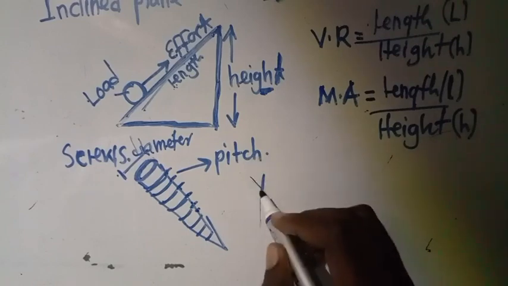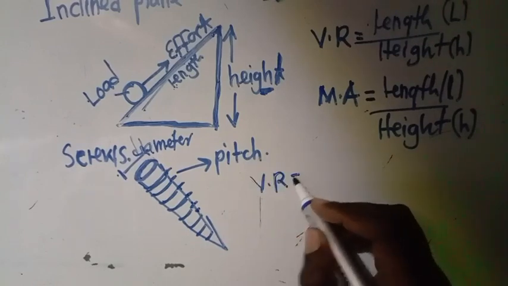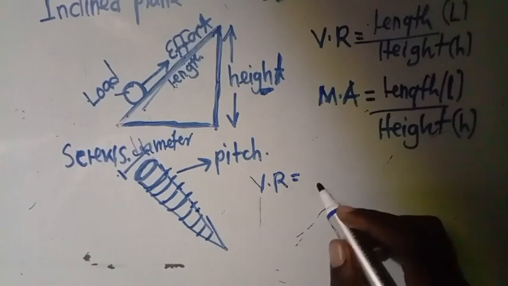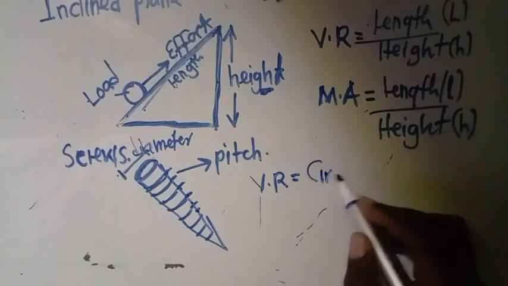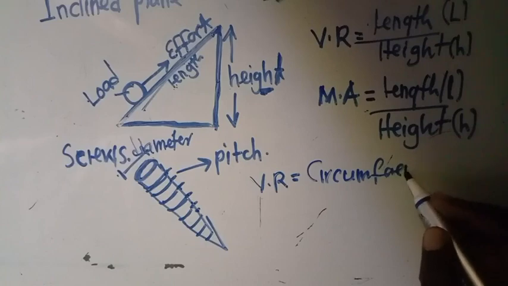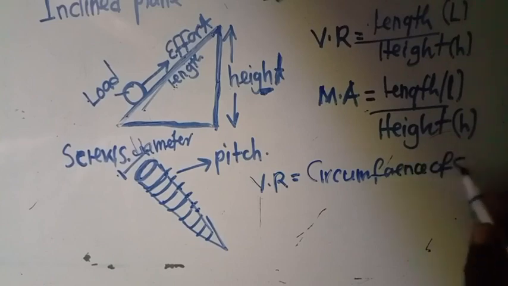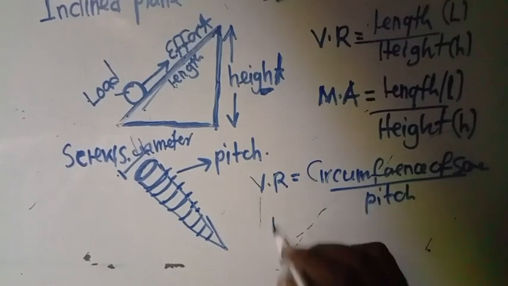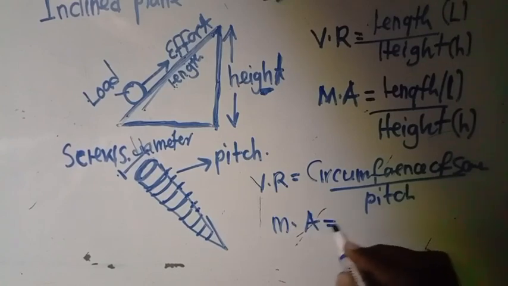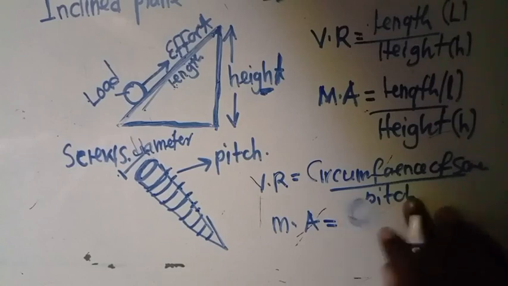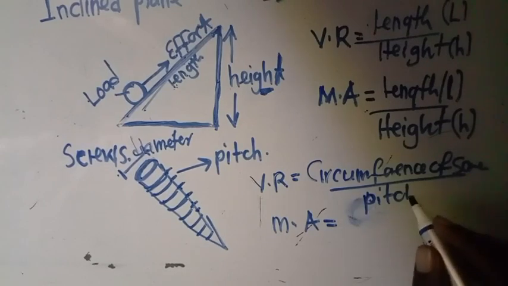So how can you calculate the mechanical advantage and how can you calculate the velocity ratio? You never find questions like this, but it's very important to know them in case they come. You find the circumference of the same screw over the pitch. This is what you are going to do. If you are told to find the mechanical advantage, you also use the circumference. Maybe there's someone who doesn't know how to find the circumference.